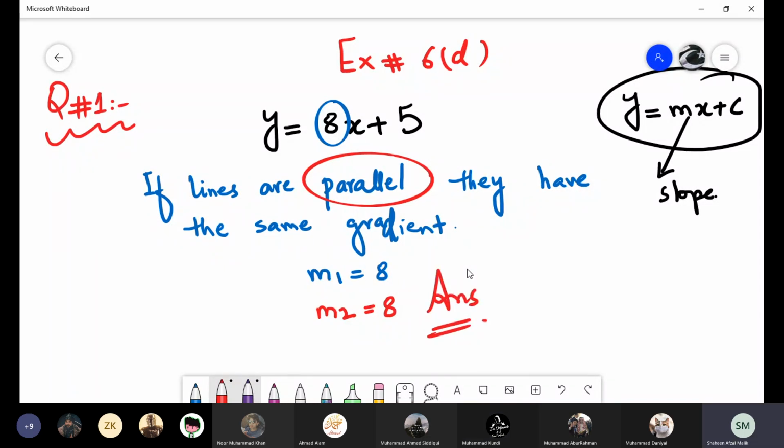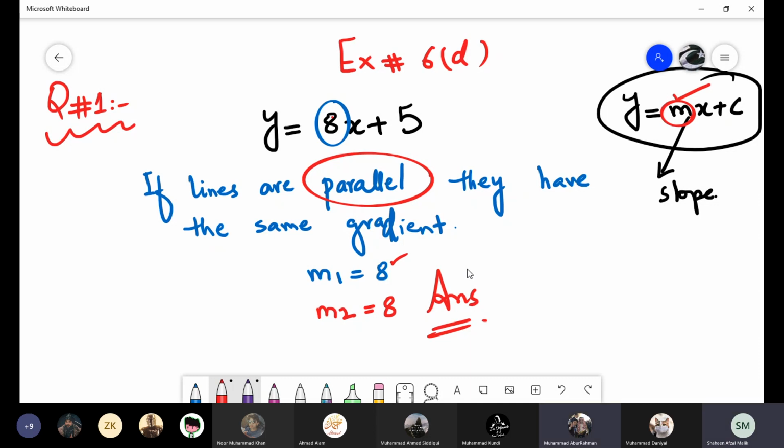Again, I'm repeating the question. Find the gradient of a line parallel to this line. Which line is given to you in the question? y = 8x + 5. If we compare this line with the equation of the straight line, y = mx + c, we know that m is the slope. Here m is 8. So if this is line 1, we name it m1, that is 8. We want to find the slope of the second parallel line. We will name that slope m2, and that will be the same.